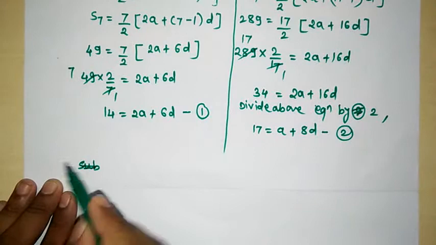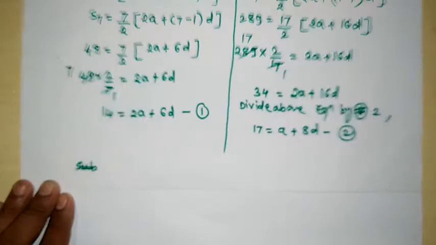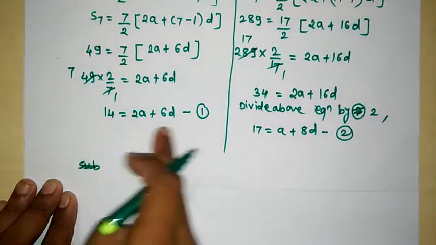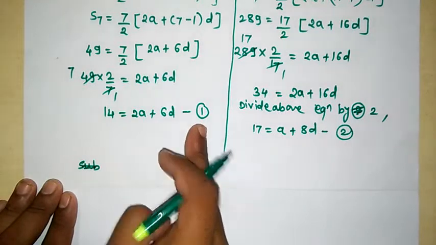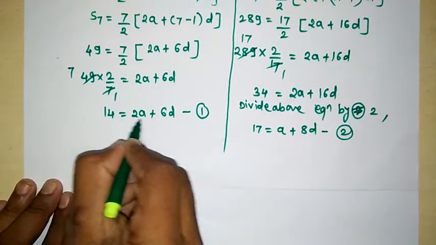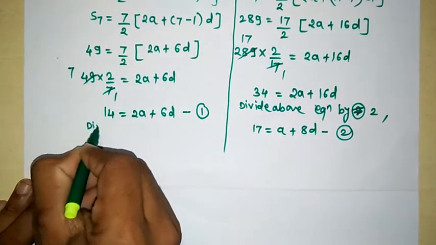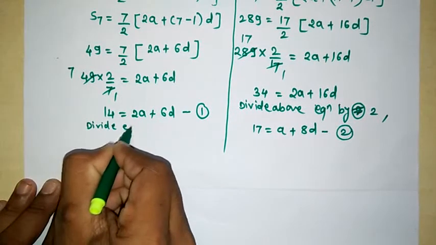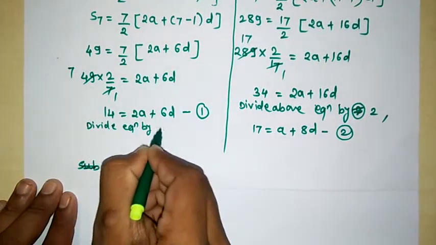Now, dear friends, look at equation number 1. Equation number 1 also we can reduce like this. See here, if we divide the whole equation by 2, here also we divide the whole equation by 2.